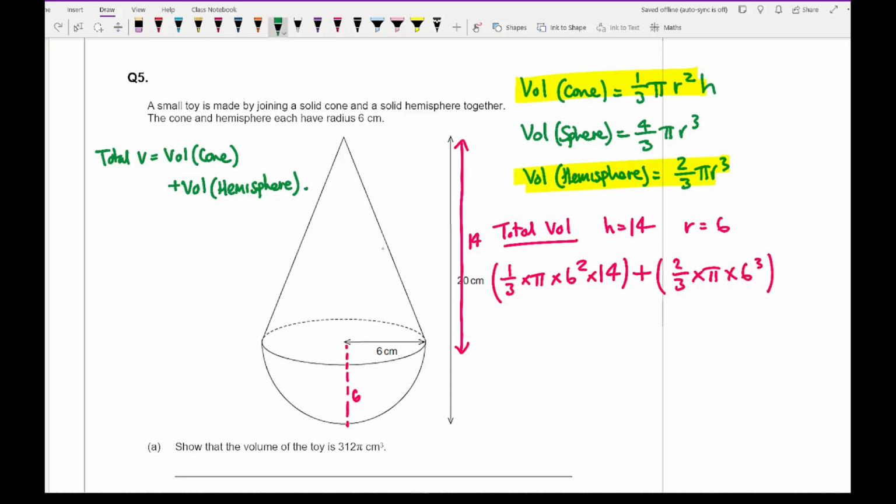So then working out each of those, looking at this one here, that's going to be 168 pi, and this one here, typing into our calculator, is going to give us 144 pi, which totally adds up to 312 pi.